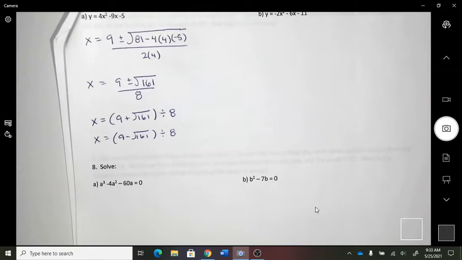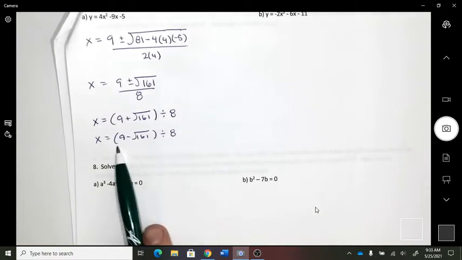Did it just get really dark in here? Oh, now it's really bright. One cloud.